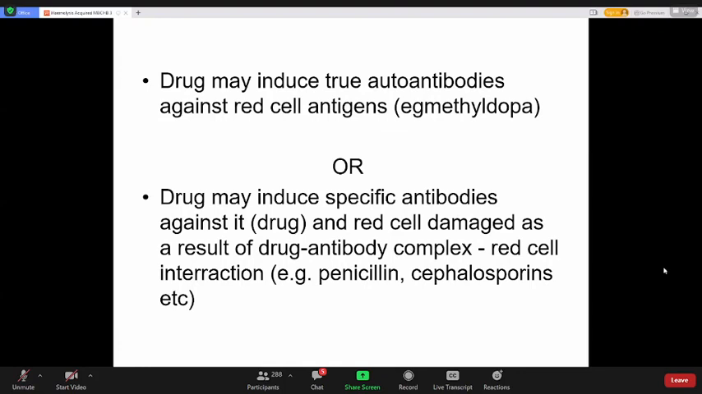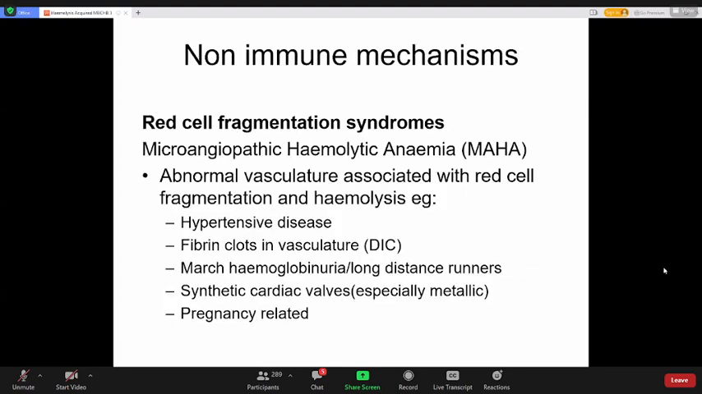All right, so this is what I've talked about. Drugs may induce true autoantibodies, or drugs may induce specific antibodies against the drug, and you get the red cell being damaged when you get a drug antibody complex. I think I've already explained that. So much for immune hemolysis. All right, and I hope those examples are clear.